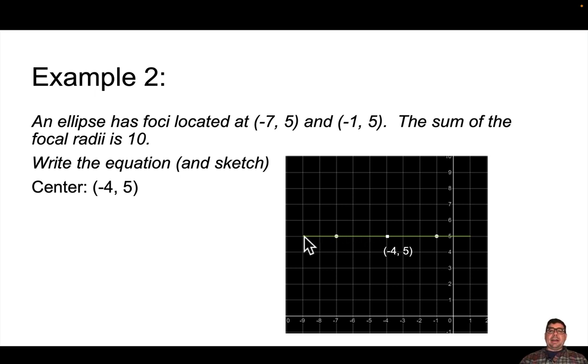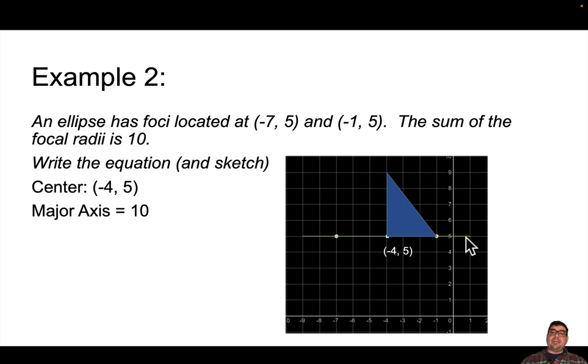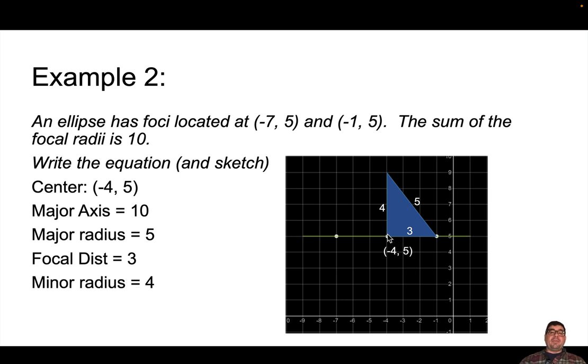And I drew this line as a length of 10 because that's our major axis. The sum of the focal radii is the major axis, which is 10. So we have that information. We now set up our triangle. In our case, we know the distance from the center to the focal point, we can count, is 1, 2, 3. We also know that this hypotenuse has an exact length of 5 because that is the major radius from the center, 5 over to this vertex right here. So we have our major radius of 5. We have our focal distance of 3. The minor radius is 4. And then we can use that to set up our equation.